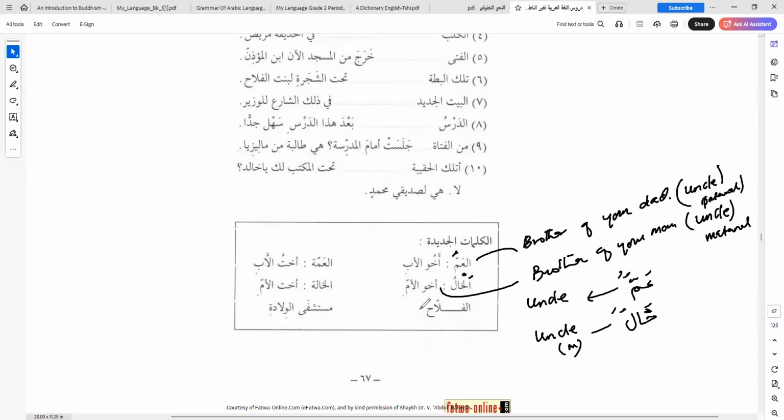It's very, very important. Now, this is the opposite. Ammatun. Aunt. Your auntie, if you want. That's from papa side. And then khala is your auntie from mama side. So you can see al-ammu, al-amma, and then al-khalu, al-khala. Al-fallah, the farmer.